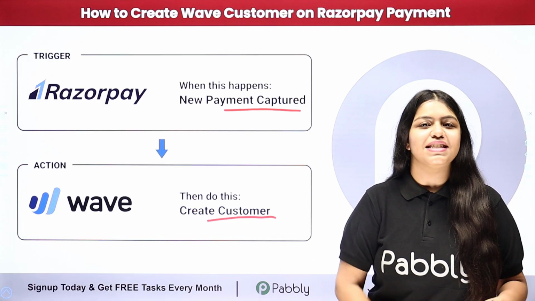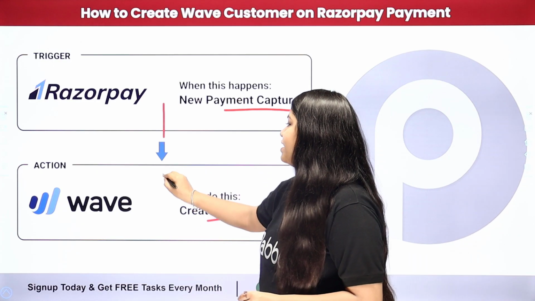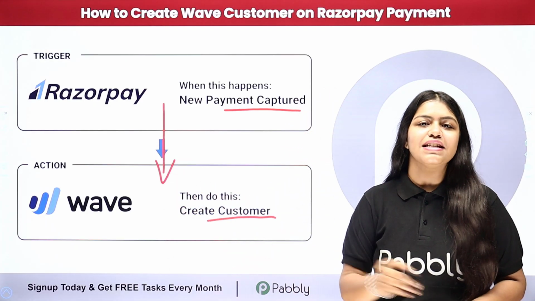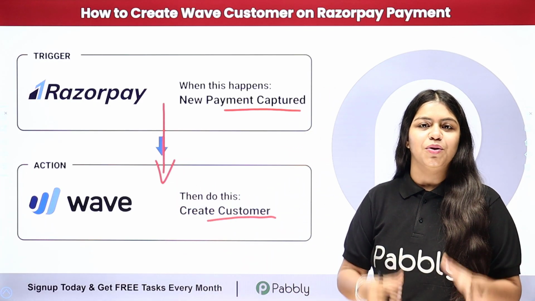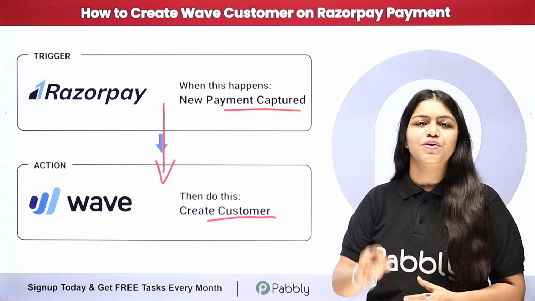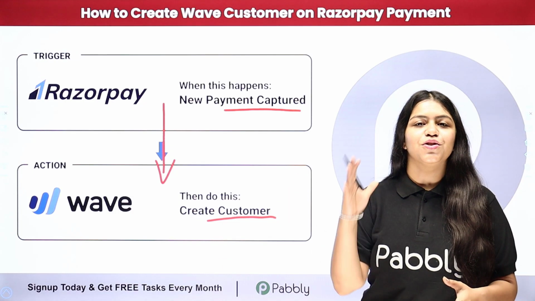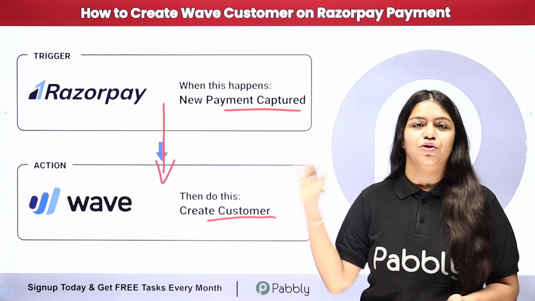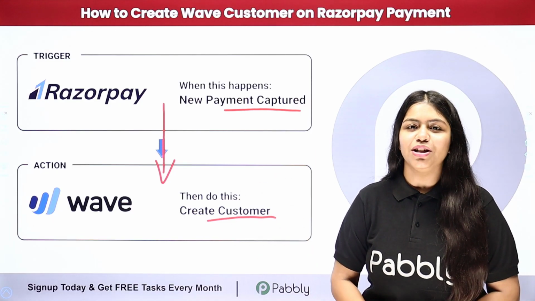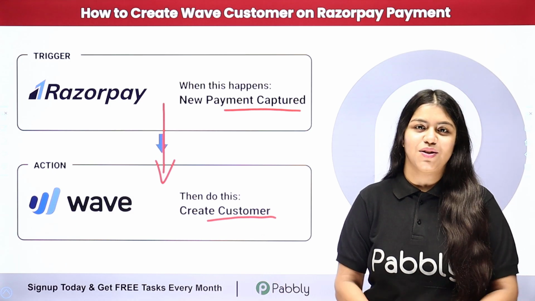So to do this, we are simply going to create a connection between Razorpay and Wave. To create this connection without knowing any programming or coding language, we are going to use Pabbly Connect. It is an amazing automation software. So do you also want to create this connection and automation for your business? Then for that you have to come with me towards my screen.